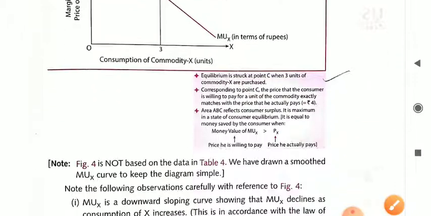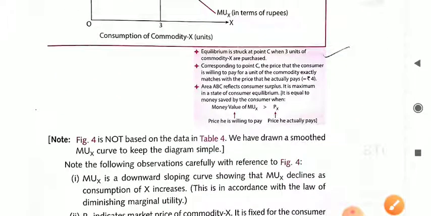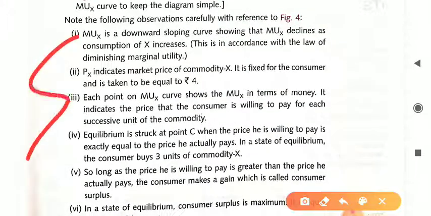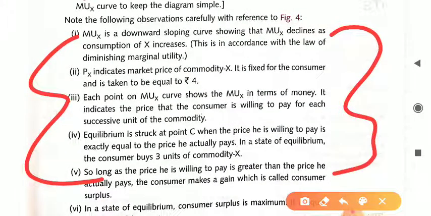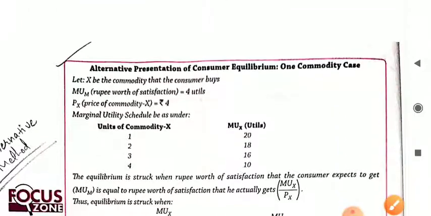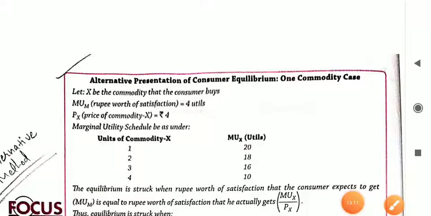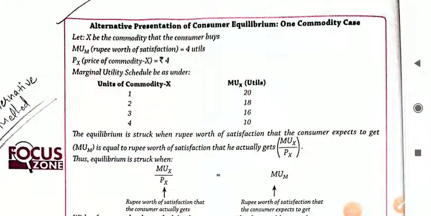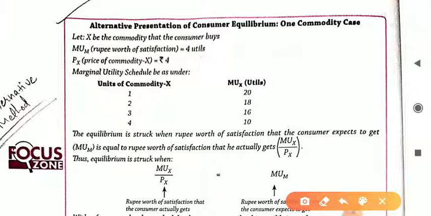Okay student, this is the concept of consumer equilibrium in the case of one commodity, and this whole thing is the explanation of the table which I explained to you. Just go through these points. Now there is an alternative method for this one commodity case. This is also a simple method. You can choose any one, whether you go for the first one or the second one.